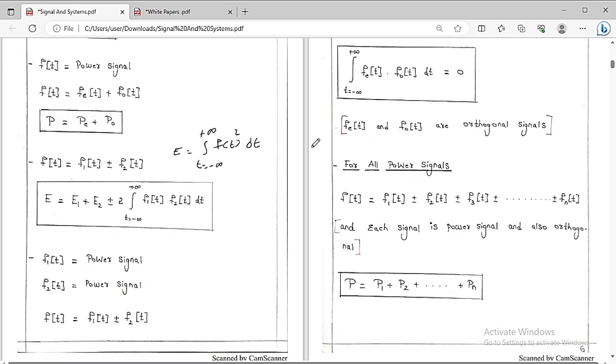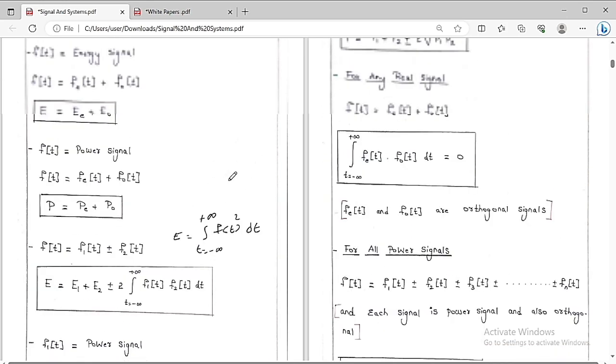So finally here f1 of t is a power signal and f2 of t is also a power signal. Either you do the addition or the subtraction, the overall signal is again a power signal. And if you want to find the power in the signal, p is equal to p1 plus p2 plus or minus 2 into under root of p1 p2. The plus here means plus, and if it is minus, it is minus there also. Similarly here, plus means plus, and if it is minus, here also minus.